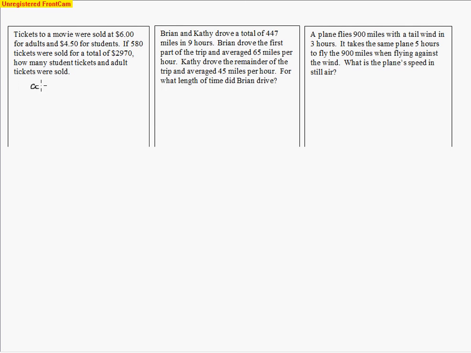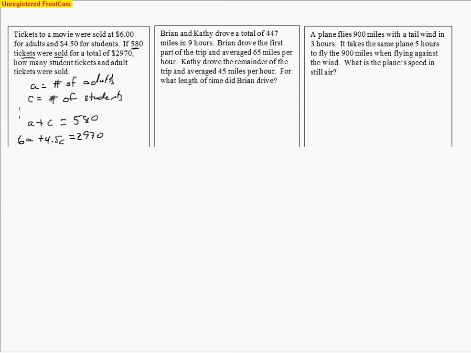I'm going to use A for the number of adults, and I'm going to go ahead and use C, since that doesn't look like a 5 if I used S, for number of students. And we're ready to set up the problem. A plus C, so the number of adults plus number of students add together to make 580, and that's what it says right here. 580 tickets were sold. And then I have the costs. So $6 for an adult ticket, $4.50 for a student ticket, and the total amount was $29.70.